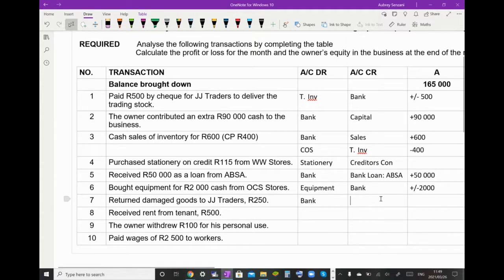So as you guys mentioned, we can then credit trading inventory. If it was on credit, then what we would have been debiting would actually be creditors control, because up there, instead of bank, it would have been creditors control. We would have owed them. Okay, right, but excellent job.